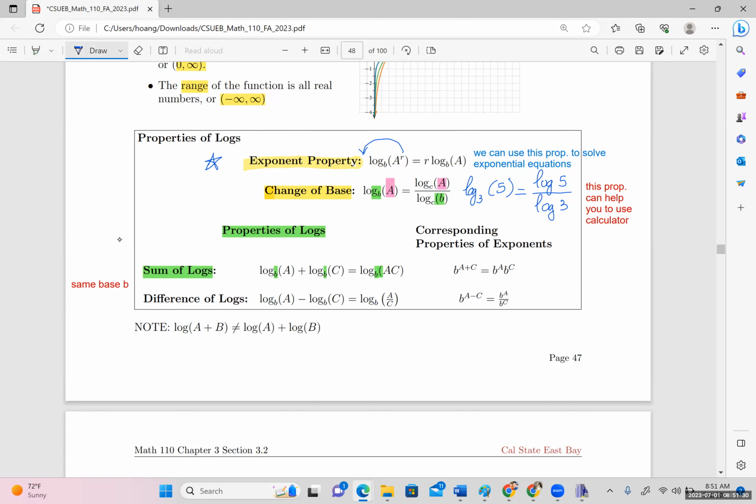As you see right now, you have addition between two logs that have two different arguments. So you combine that together with the same base of log, but the argument becomes a product between A and C.